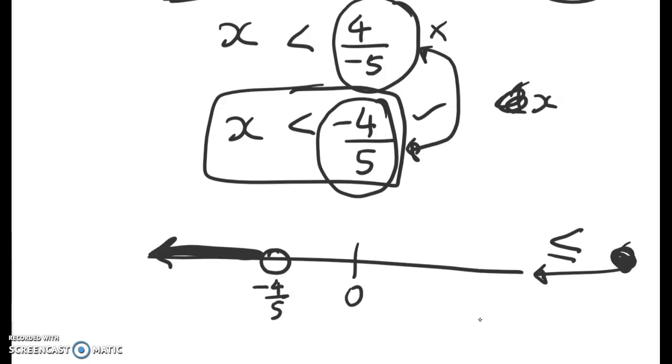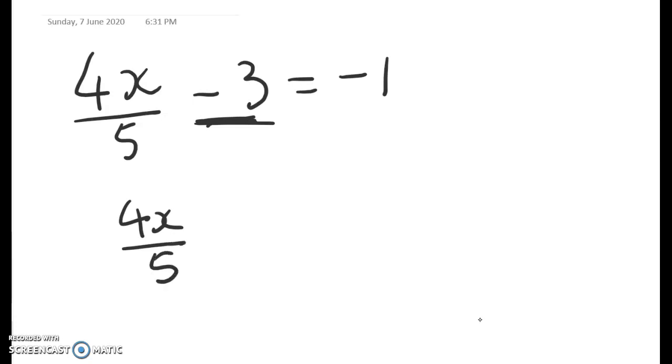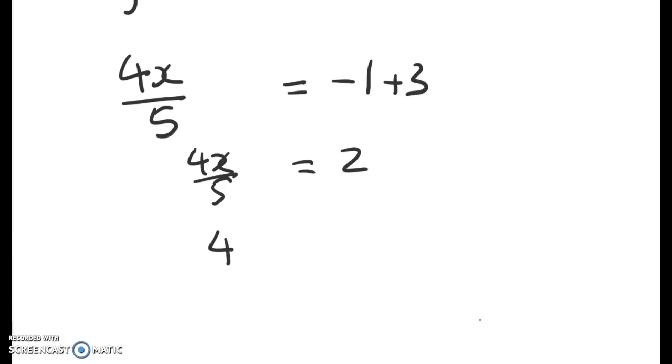Alright, one last question. I've got 1 minute to do it. Let's see how I go. Okay, 4x over 5 minus 3 is equal to negative 1. This is testing that you understand the order in which we have to undo operations. Here, the first thing I'm going to do is to add 3 to both sides. 4x over 5 is equal to negative 1 plus 3, which is equal to 2. So 4x over 5 is 2, and then multiplying by 5 gives me 4x equals 10.